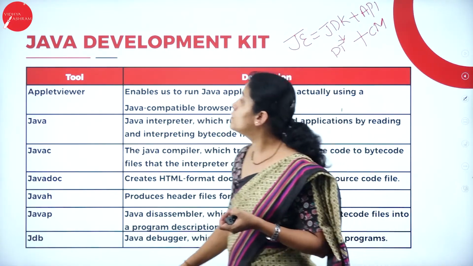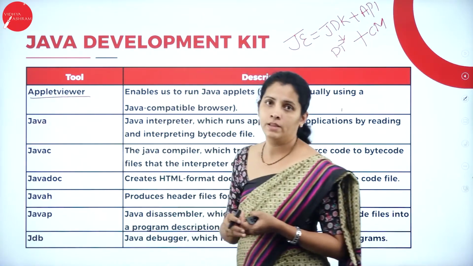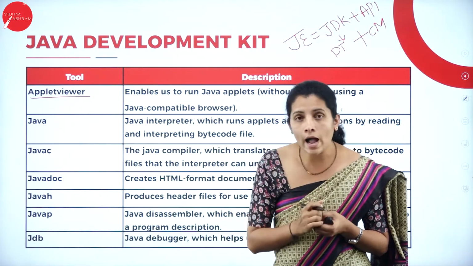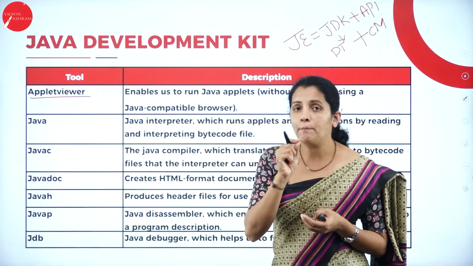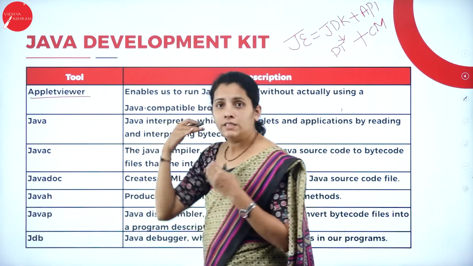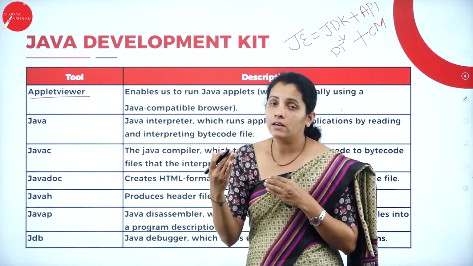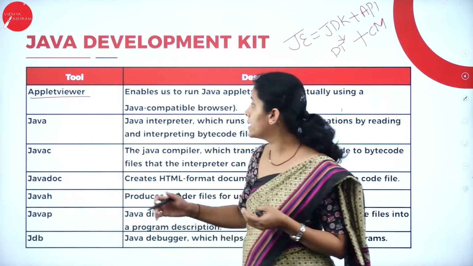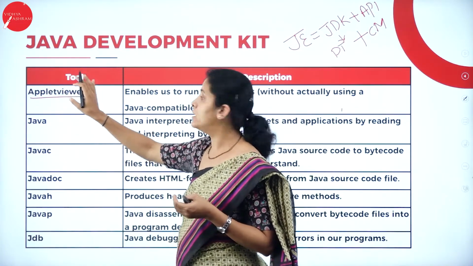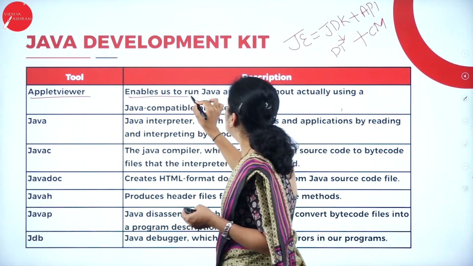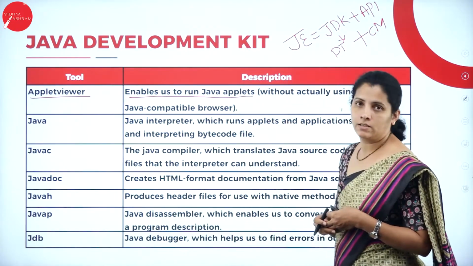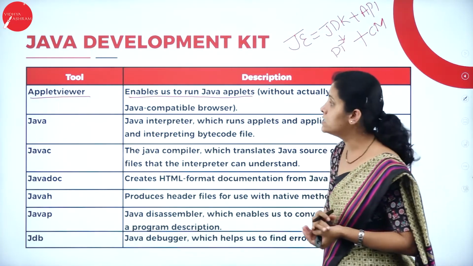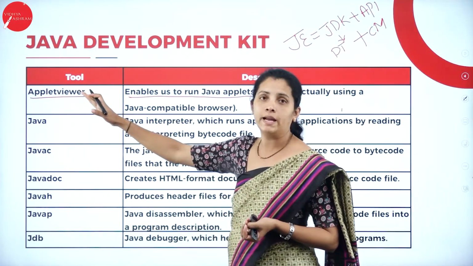So at the beginning, I'm going to have appletviewer. Dear student, just remember that to run your Java applet, you require appletviewer. So I have Java applet code, and now I want to run it and see the output. To see the output, I require appletviewer, which enables us to run Java applets. That means if I want to run my Java applet in my system, I require appletviewer.